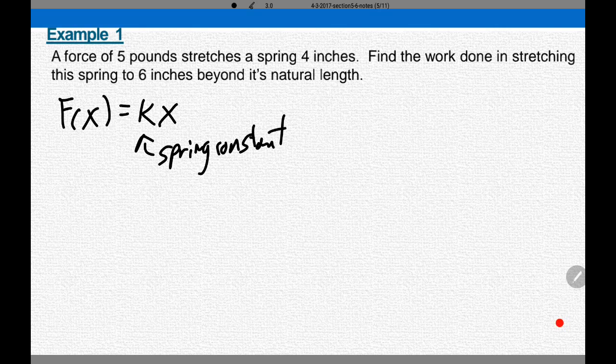In order to figure this out, we have to do a few things. Our force is 5 pounds, it's k times x, and we know the spring is stretching 4 inches. Normally we need that in feet for this to work. So 4 inches out of 12 is how many feet? How many inches are in a foot?